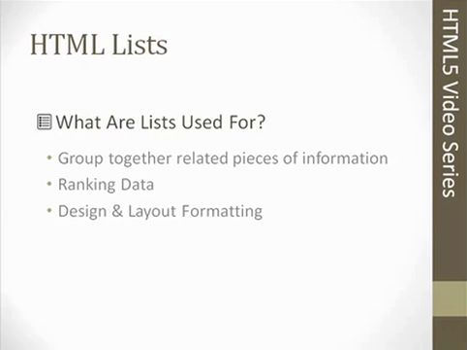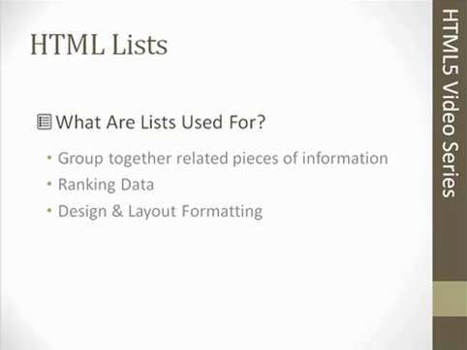We have unordered lists, and then we have ordered lists, which include the numbers. Each item would have a number, so it works out well for ranking different types of data. Lists are also used for design and layout formatting. Probably 90% of the time, a web developer will use a list for a menu. Most menus you see are unordered lists or even ordered lists. Even the menus that are horizontal, they're just styled to look a certain way. So lists work out very well for design and layout formatting.